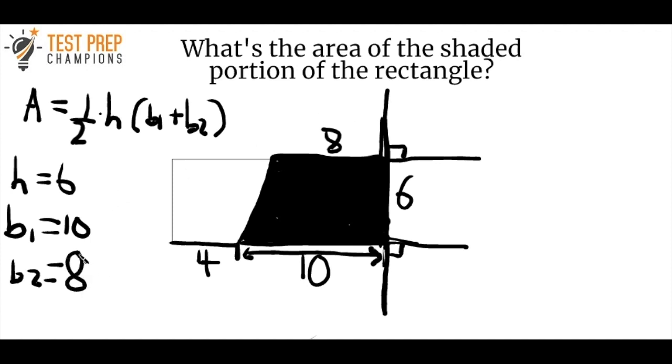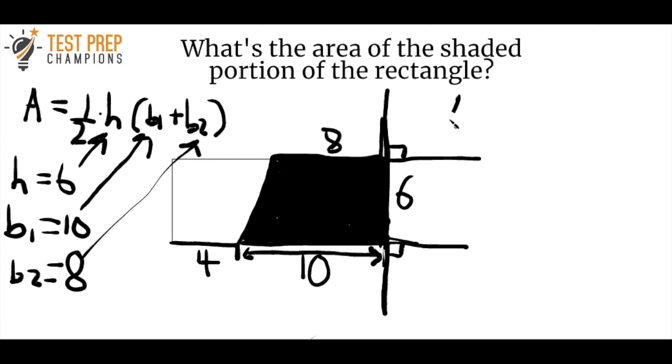See how these are the only numbers that we really care about. We don't care about this 4. We don't care about this portion of the rectangle. We don't care about this portion of the rectangle. We just care about the shaded portion here. Now that we've found these numbers, we would just simply plug them into the formula. So we're going to replace this h with a 6, replace base 1 with 10, and replace base 2 with 8 here. Let's do that and see what we come up with.